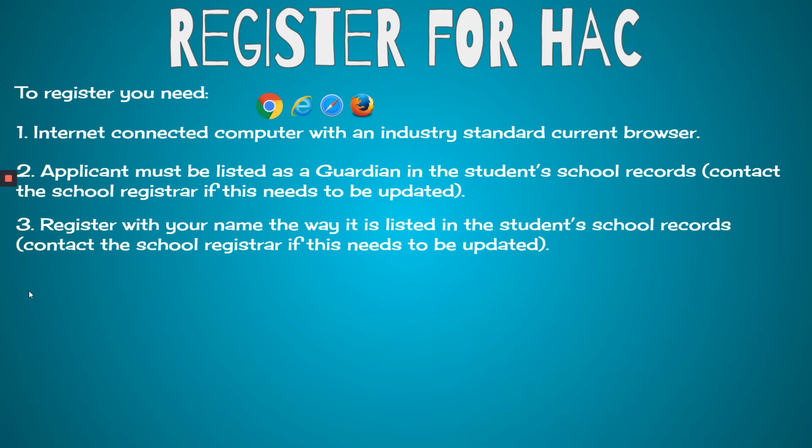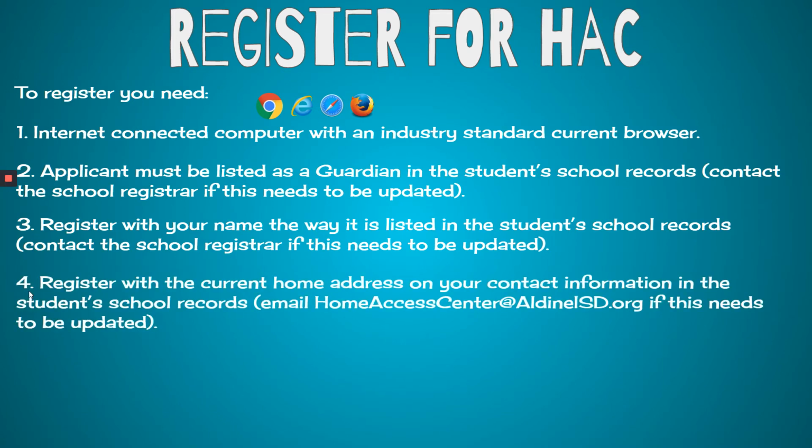You will need to register with your name in the same exact way that it's listed in the student school records. So if you are not sure how your name is listed in the school records, please contact the school registrar if this needs to be updated. You will also need to register with the current home address on your contact information in the student school records. So if you moved and you have not updated your new address to what's in the school records, then it's going to be whatever your old address was. And if you don't remember what your old address was, or you have some other change, or for some reason your address is not on file, please email homeaccesscenter@aldinist.org to fix this or update whatever information you need to do.